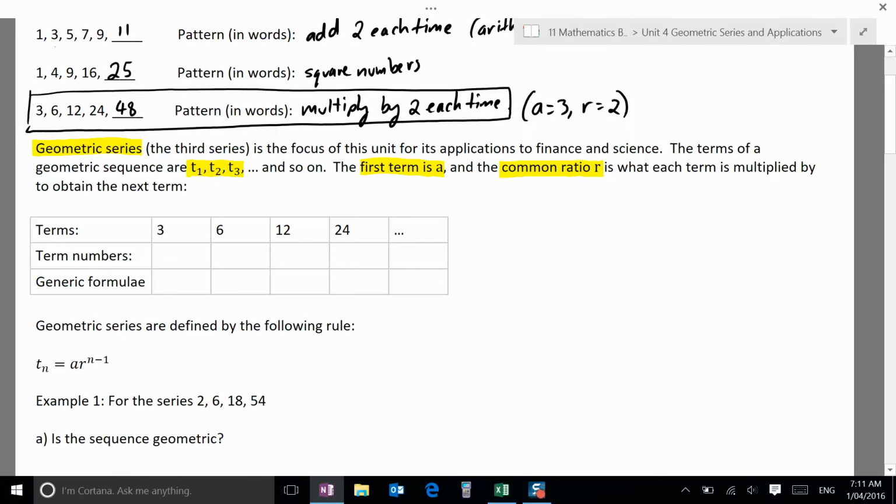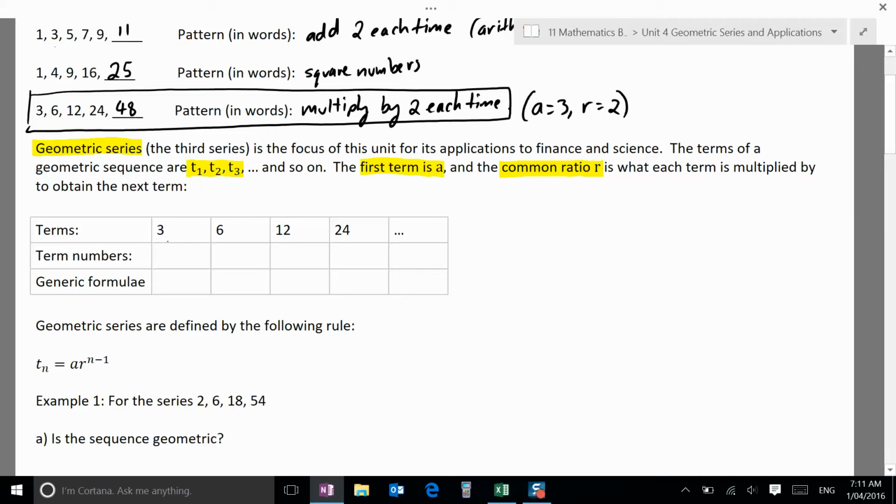So this table down here is just to get us an idea of how we're going to generate formulas for this. Our goal is to be able to calculate, say, what's the 700th term in the sequence, or what term in the sequence is 20 million, without sitting on your calculator and typing in the values all the time.